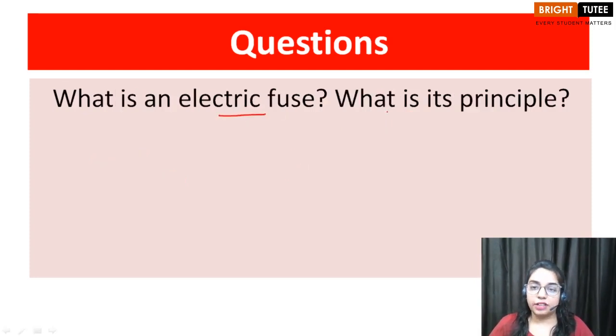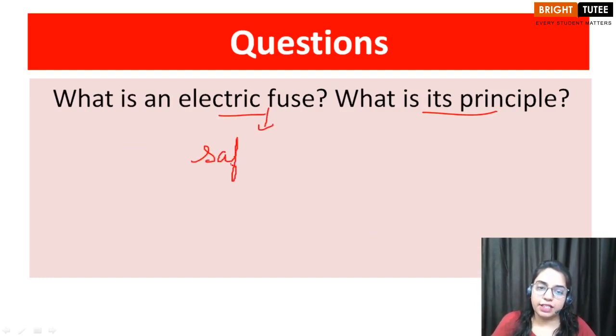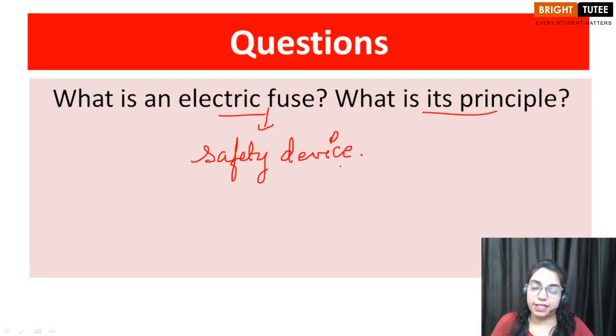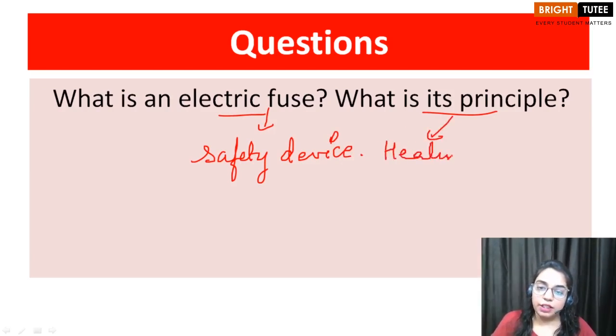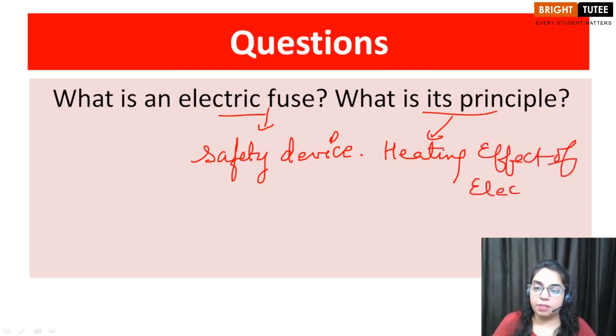What is an electric fuse and what is its principle? So children, an electric fuse is a safety device. It protects our devices from the excessive supply of electric current, and its principle is, it is based upon the heating effect of electric current.